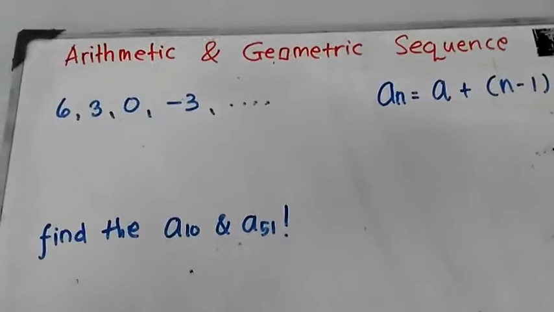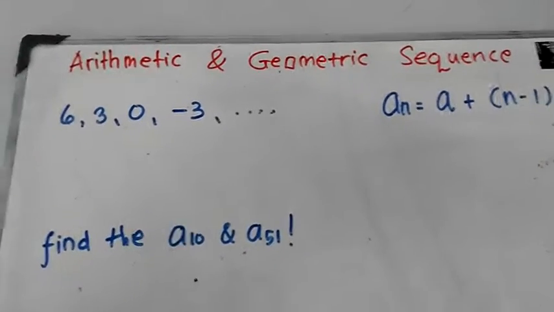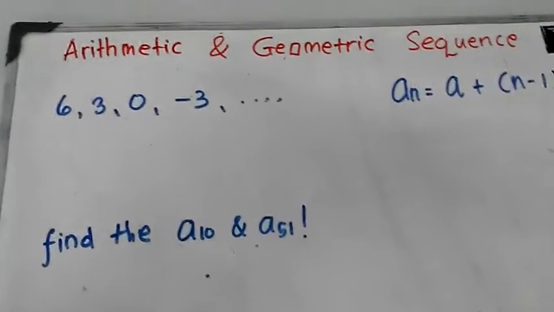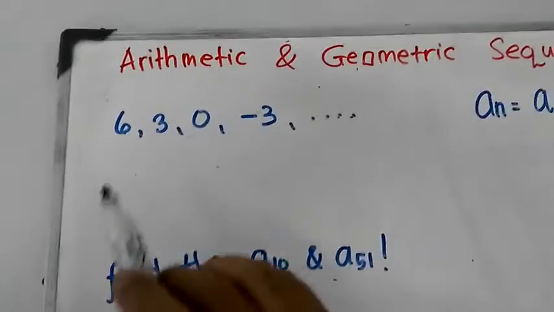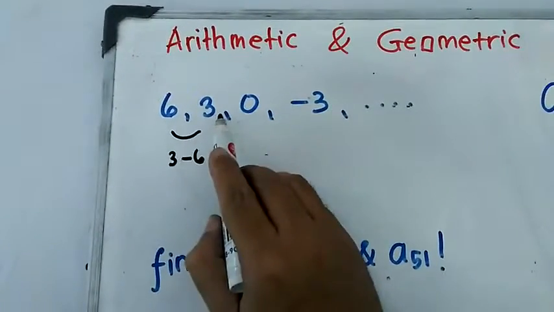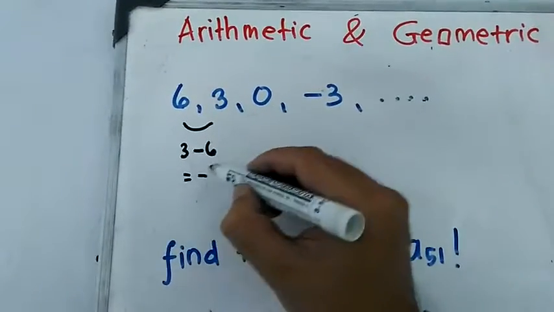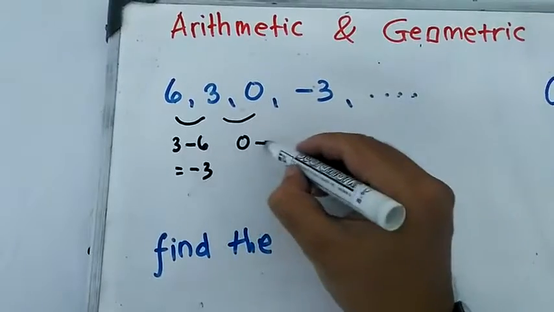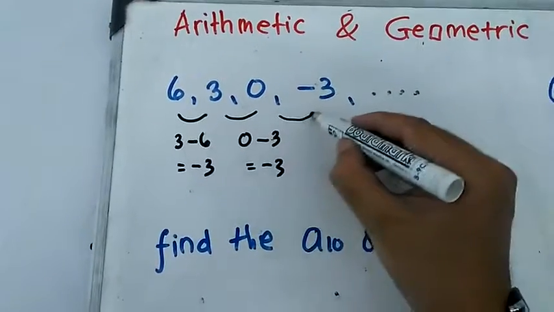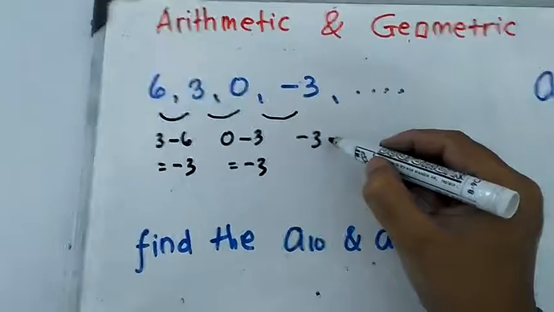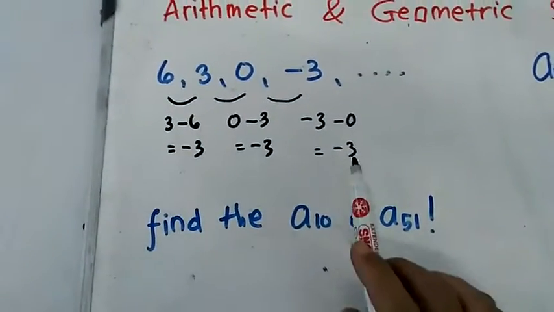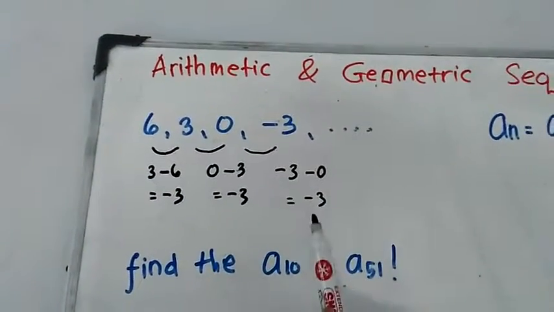Okay, now next, the other question is still about how to determine the n term of a sequence. The first thing, we need to determine what kind of sequence it is. Is it arithmetic or geometric? So here is the sequence. Now let's check the difference. The first difference will be 3 minus 6, A2 minus A1, which equals negative 3. And then next is 0 minus 3, A3 minus A2, so it will be negative 3, the same. And the last difference will be negative 3 minus 0, A4 minus A3, so it will be negative 3 as well. So they have the same common difference, which means this sequence is an arithmetic sequence.